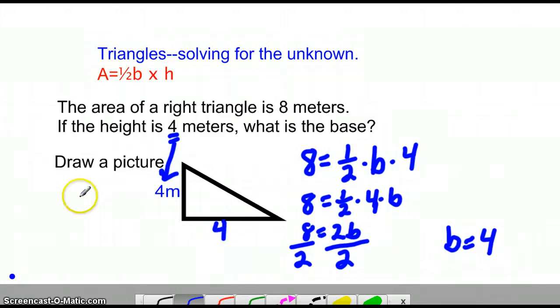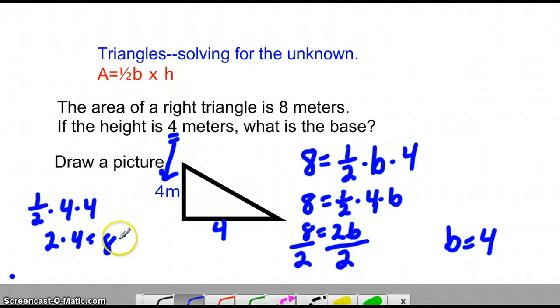So let's double check our work over here. We're saying that it's 1/2 times 4, which is the base, times 4, which is the height. 1/2 of 4 is 2. 2 times 4 is 8. Does that check? Yes.